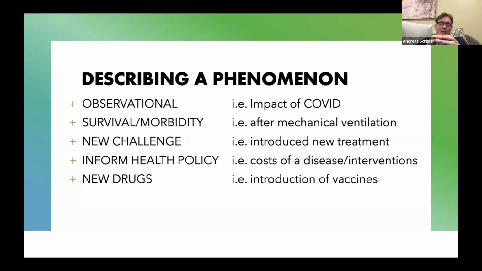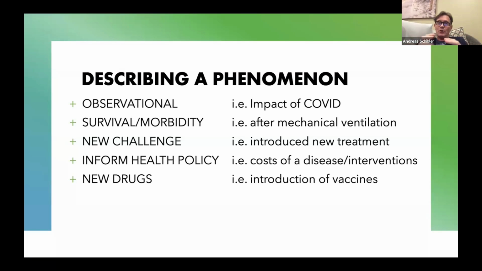Now, describing a phenomenon, as I explained before. So you have an observational study. Let's say we had lots of studies describing the impact of COVID. There were hundreds of studies that showed if you do this or do that, it showed an improvement in outcome.